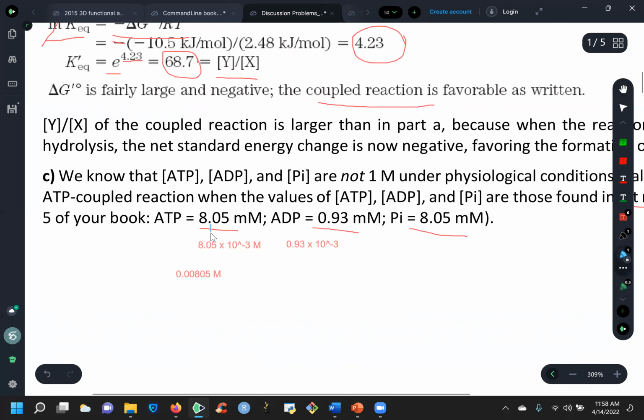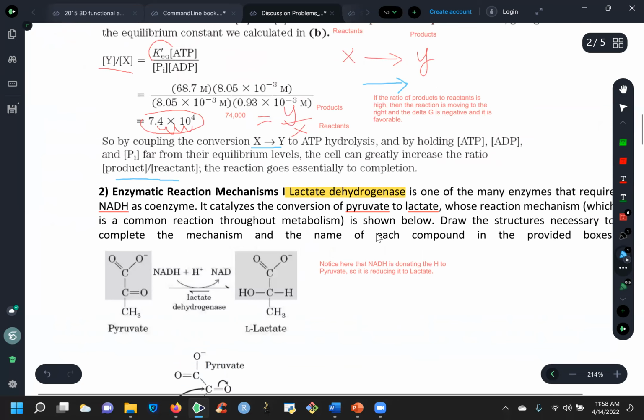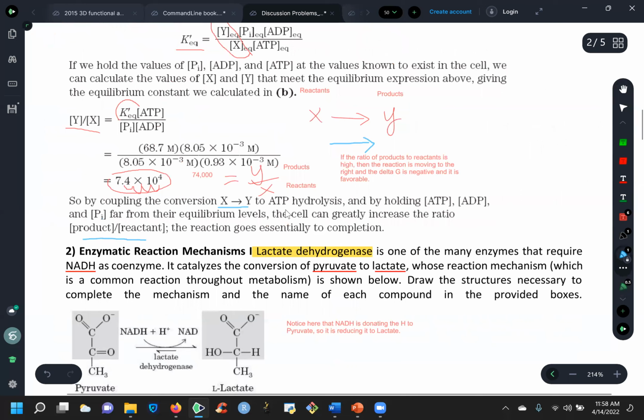If you go back 3 spaces to the left, because this is millimolar. So 1, 2, 3. So that's 0.00805 molarity. That's really far from equilibrium, right? So that's the secret. That's how the cell does it. It keeps those concentrations really high from equilibrium. And that's how it keeps the ratio of Y to X really high to make sure that the reaction moves to the right and that the delta G is negative.